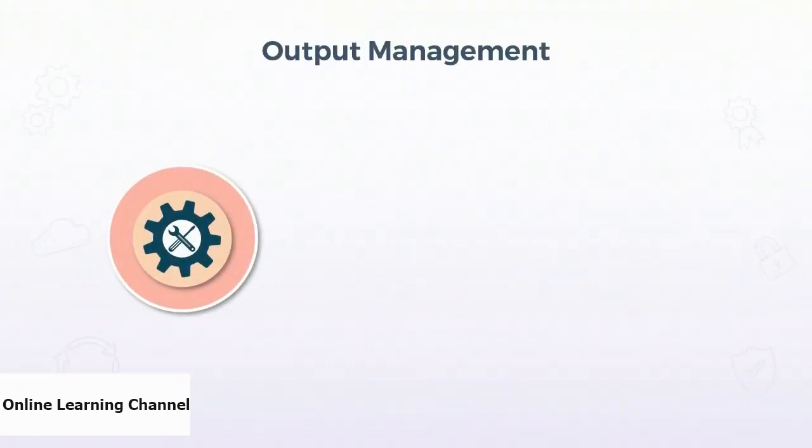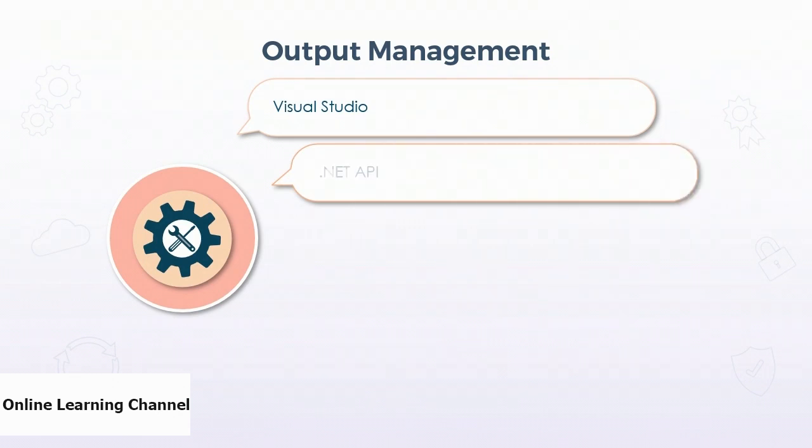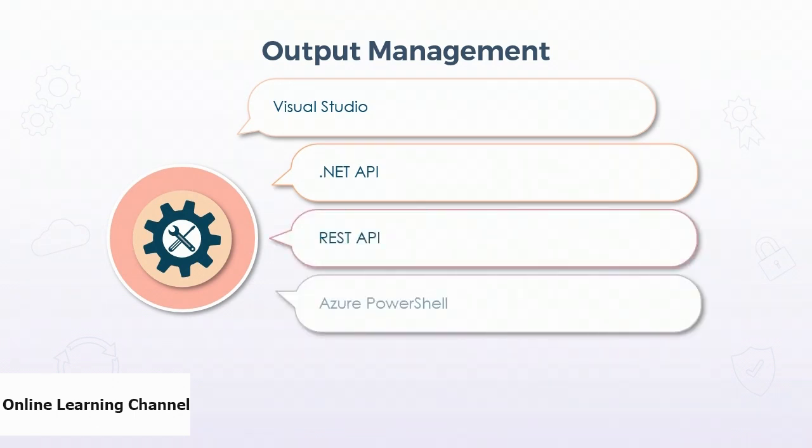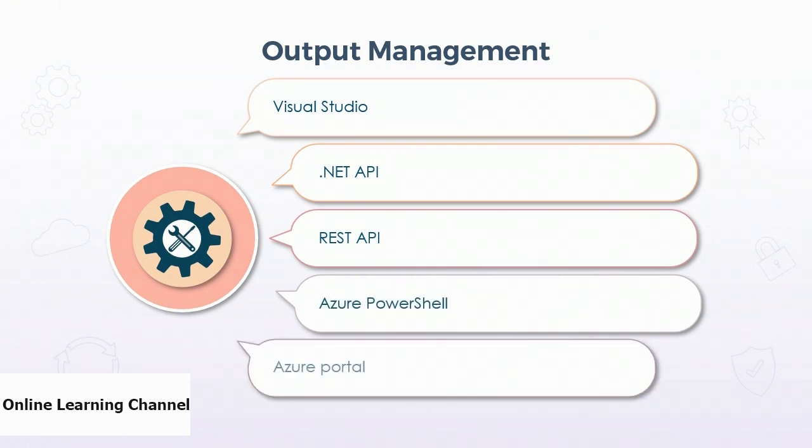As a developer or operator, there are many ways you can manage Stream Analytics outputs. You can use the project templates in Visual Studio. You can use the .NET API library, which aids communication with the Stream Analytics REST API. You can communicate with the REST API directly. You can use Azure PowerShell. And finally, you can manage outputs using the Azure portal. In the following slides, we're going to dig into the different types of Stream Analytics outputs.